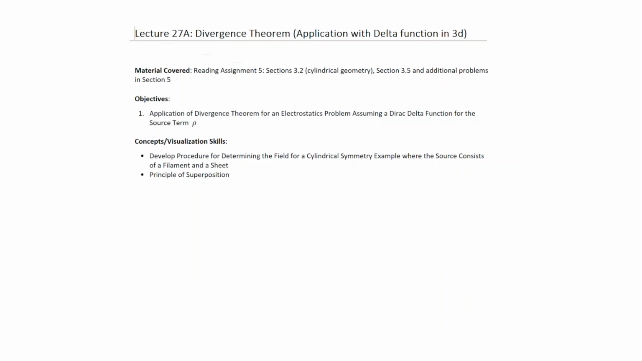The concepts and visualization skills are to develop a procedure for determining the field for a cylindrical symmetry example where the source consists of a filament and a sheet, and also just to introduce or reintroduce the principle of superposition. We'll not exploit it to an extent in this lecture, but in the next lecture we'll go into more details. As usual, the second slide is the summary of the slides to follow, so we will just move on.